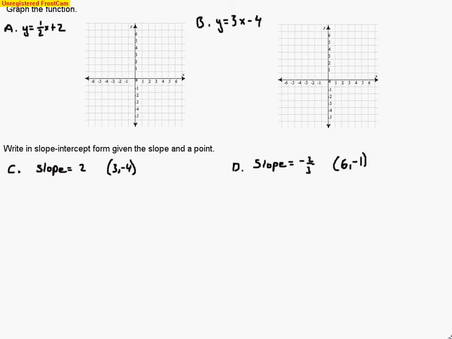So the second part of today's lesson is just a little review. And it's a mixed review, spirals back to some concepts that we had talked about before. So let's take a look at it. First problem will ask you to graph the function.